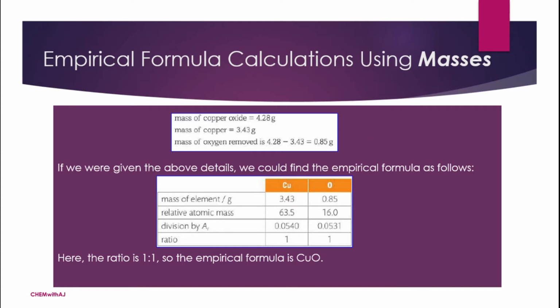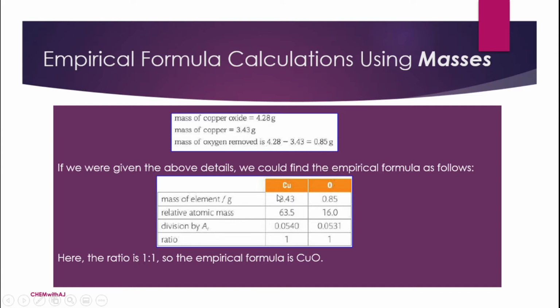To find the empirical formula, we first have to arrange it in an orderly fashion. Here we can write copper, then next to that oxygen, as those are the two elements in this compound. After that we write the mass. In this case we are given the mass. So we have 3.43 grams of copper, then 0.85 grams of oxygen. Then we write the relative atomic mass below that. The relative atomic mass of copper and oxygen we can find using the periodic table.